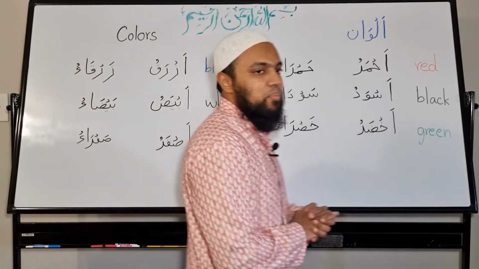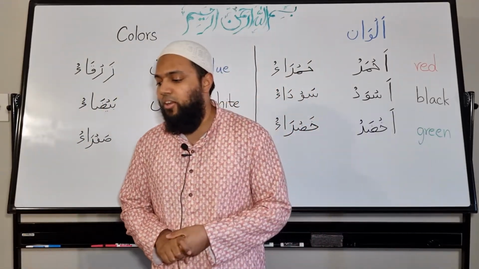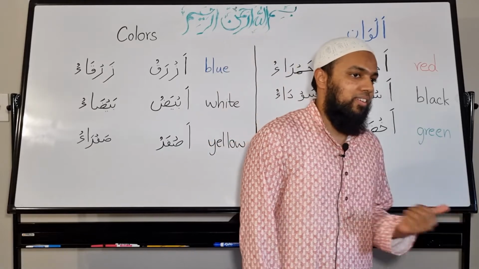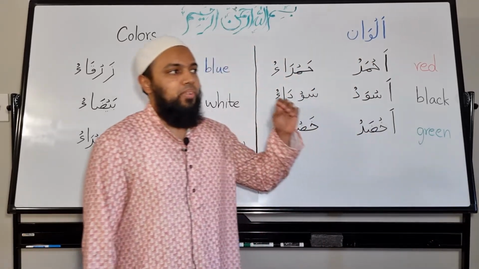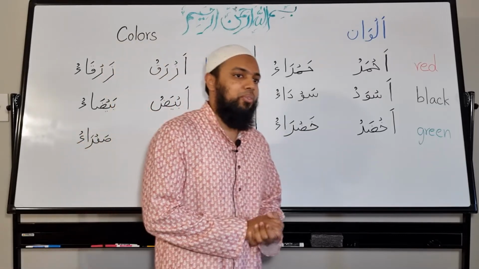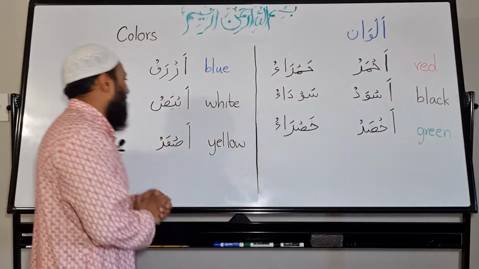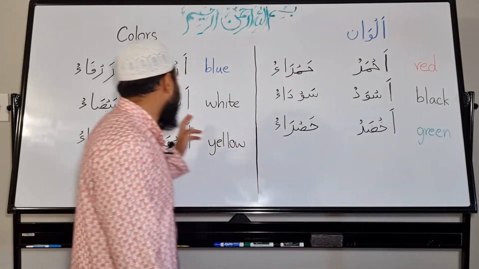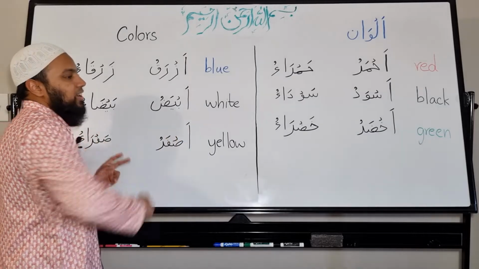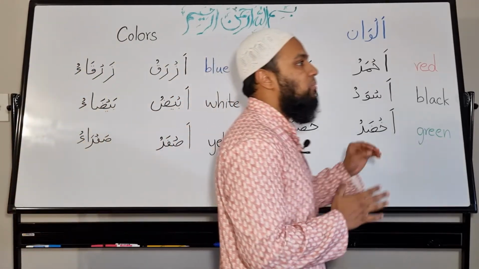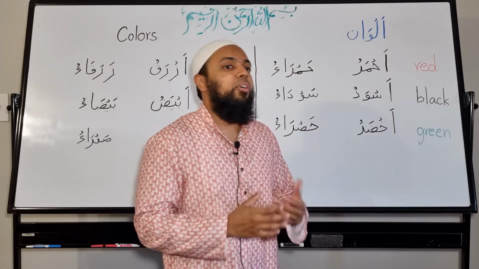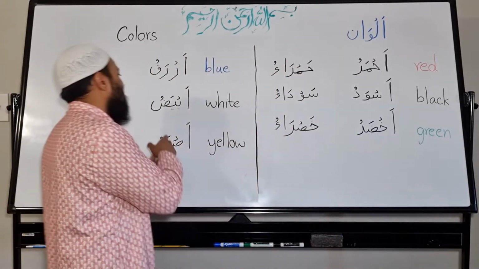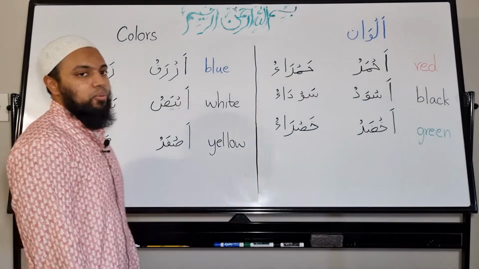We'll take some examples to understand it more clearly, and we'll try to use these colors in Jumla Ismiya. I want to say the shirt is white. The Arabi for shirt is qamisun. Firstly, we have to see whether qamisun is muzakkar or muannath. It is muzakkar, so we would use the muzakkar form. In Jumla Ismiya, the mubtada is ma'rifa, so the shirt would be al qamisu, from qamisun. So al qamisu abyadu.